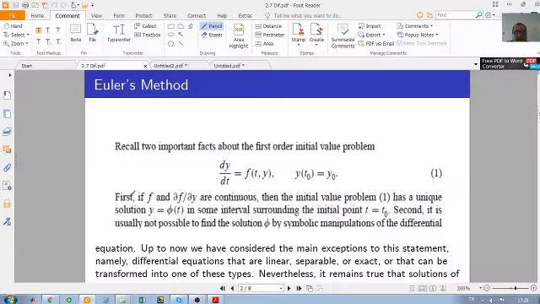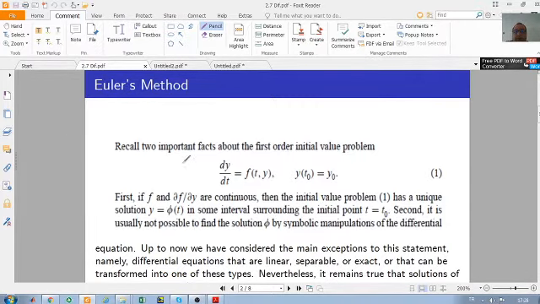Hello everyone, in this video we will cover section 2.7. In this section we will learn a numerical approximation for the solution of first order differential equations, which is called Euler's method.